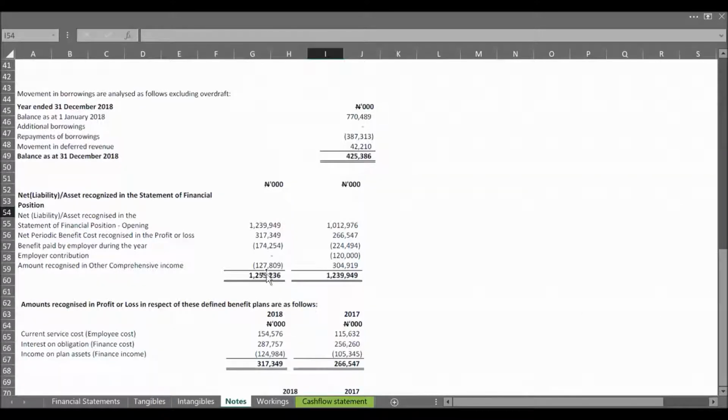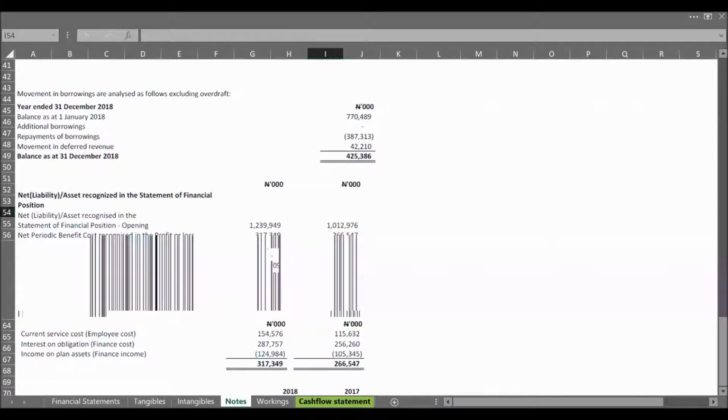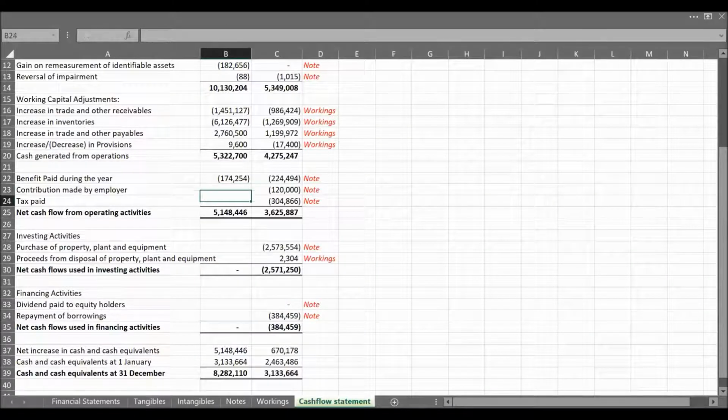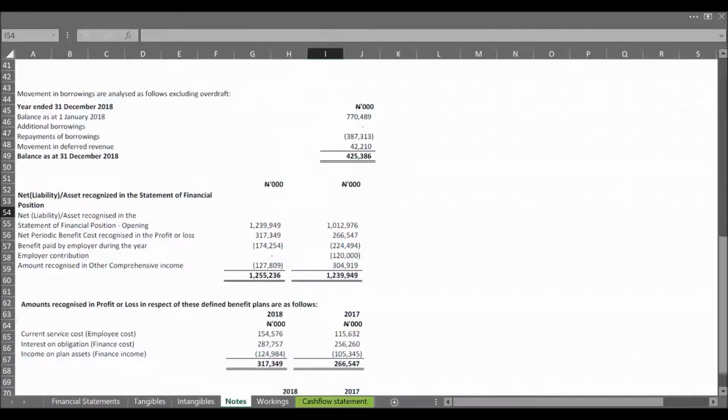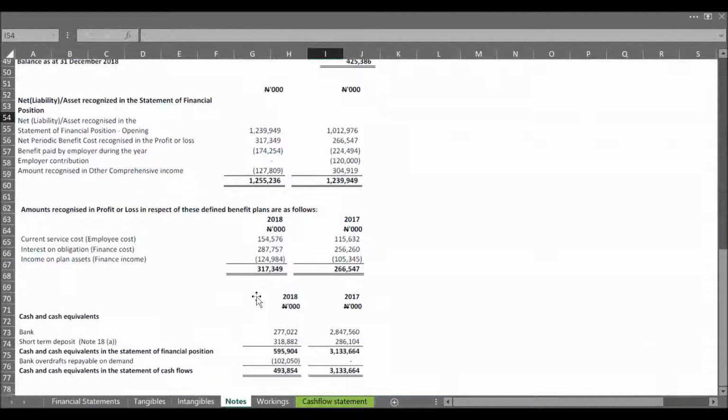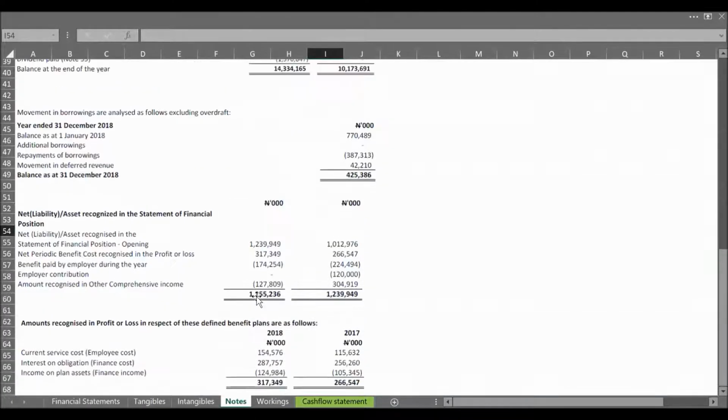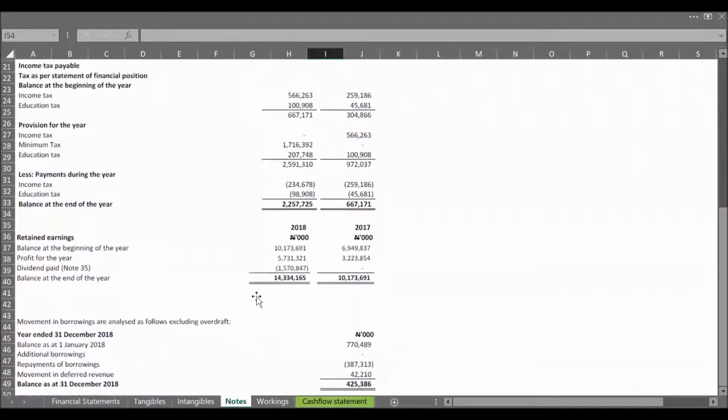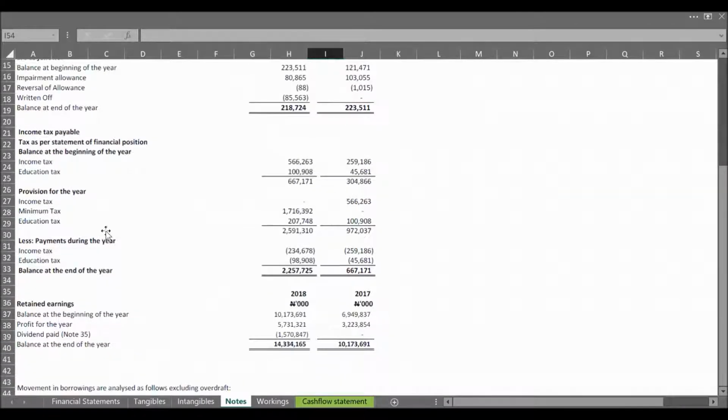Then is there any contribution made by the employer during the year? Based on the notes, there is no contribution made by the employer during the year. So this is a zero balance. Then tax paid during the year. So we come to our tax section to get the amount of tax paid during the year. Income tax payable. From here, we can see the payment that was made during the year.